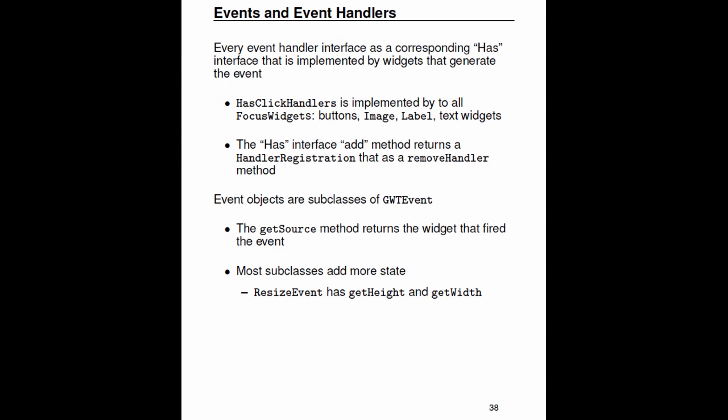And the add methods return an object called a HandlerRegistration that has the removeHandler method. So if you want to then remove a handler from a widget, you would do it through this HandlerRegistration object. And all the objects that are events are subclasses of a class called GwtEvent. GwtEvent has a method called getSource, which is the widget that fired the event. And then subclasses, the individual events, add some more state. So for instance, a resize event gives you a height and a width that is the new resized size.